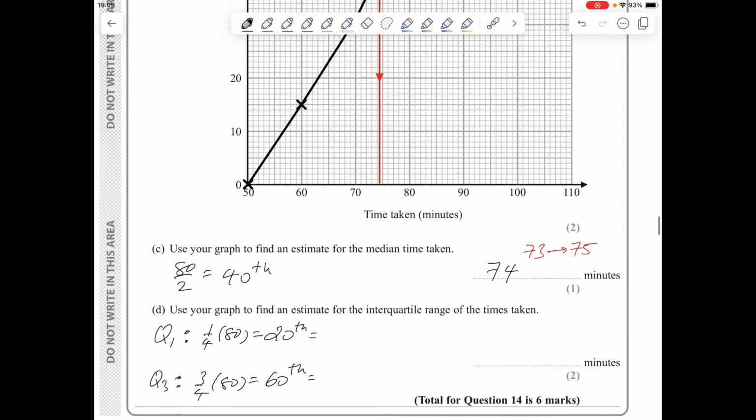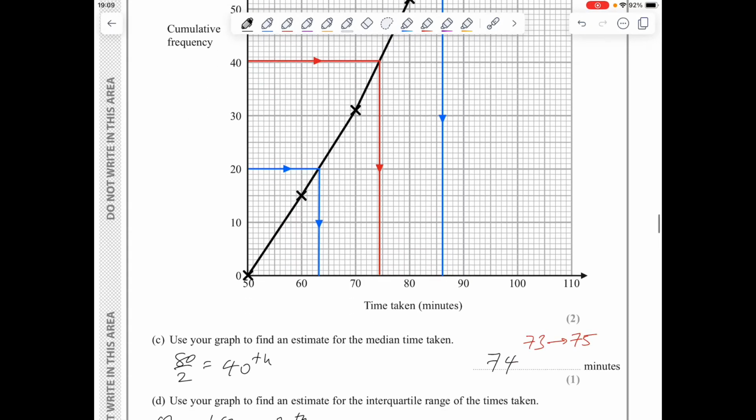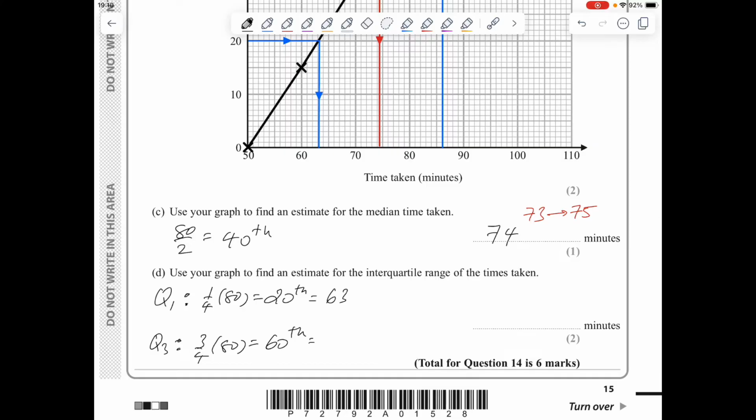So I'm gonna do something similar to the median, but this time I'm gonna start from 20 and find the corresponding x value, and from 60 and do the same thing. And as you can see, I get 63 for Q1 and 86 for Q3. Let's write those down. So I get 63 and 86. So the interquartile range is 86 minus 63, which comes out to be 23. Again, the mark scheme accepts values between 21 and 24.